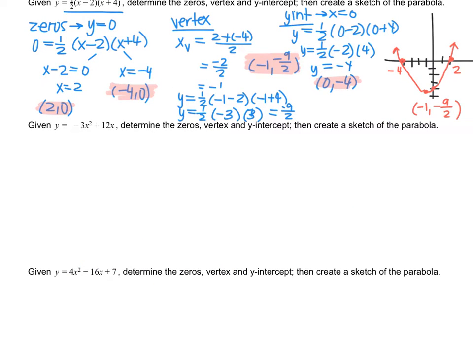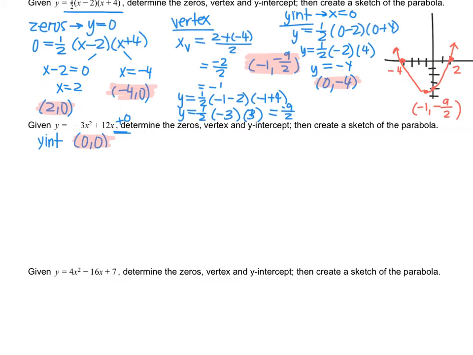So for the next one, it is in standard form. So we need to determine the zeros, vertex, and y-intercept. For the y-intercept, I can get that right away because it is in standard form and we know that the y-intercept is the constant. And because there is no constant, this is technically +0. So the y-intercept is 0, 0.